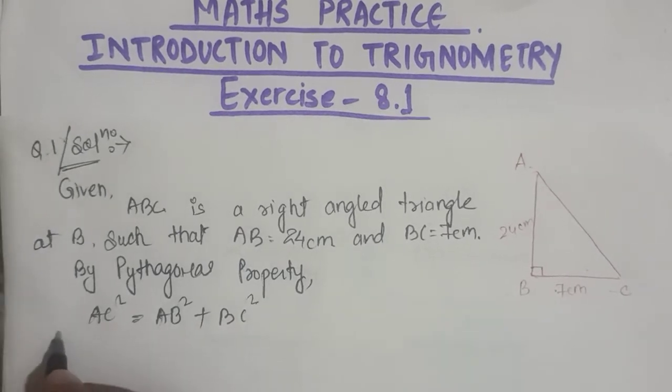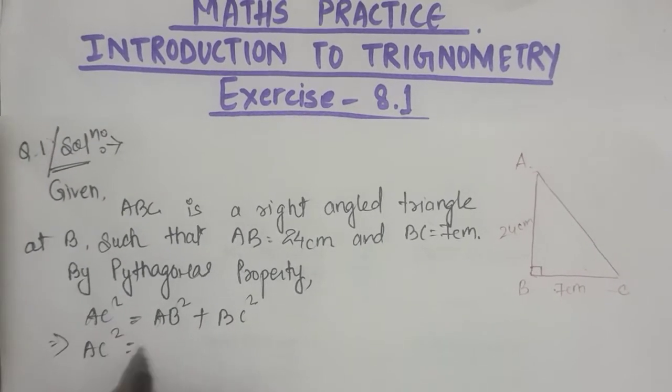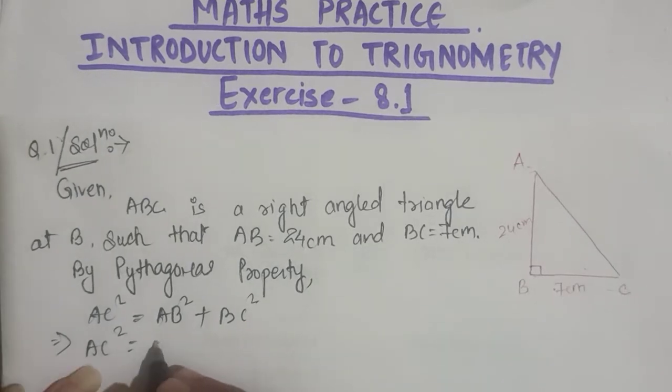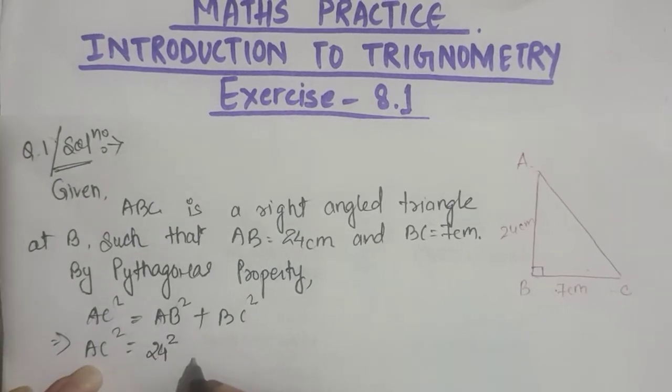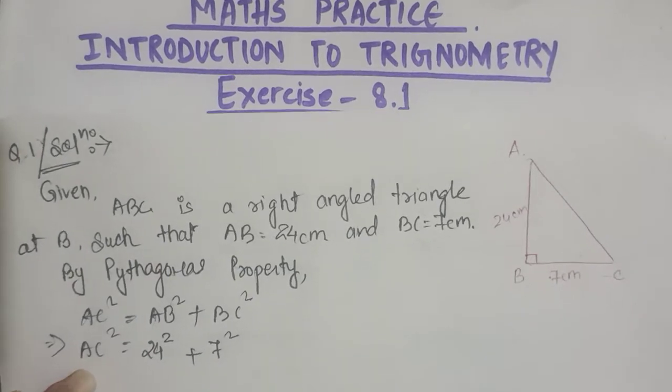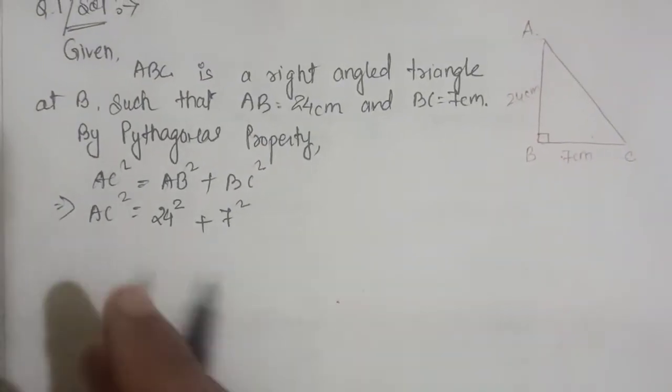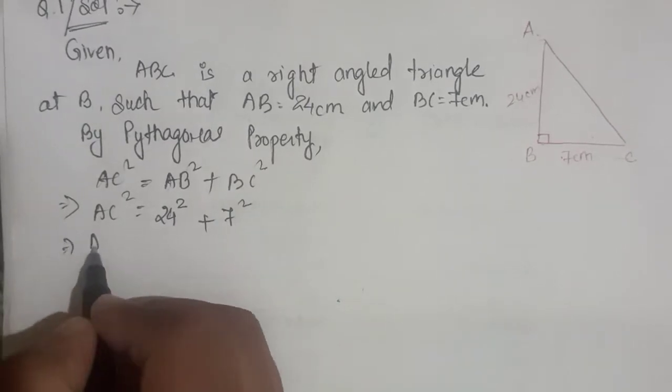Now we will put down all the values. AC we do not have, so we write the same. AB we have 24 cm, so 24 square plus BC we have 7, so 7 square. After that, this implies that AC square equal.